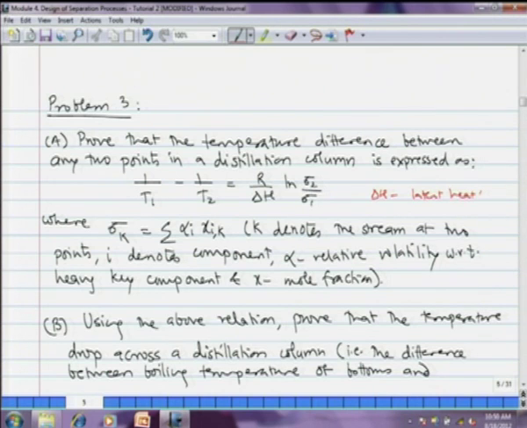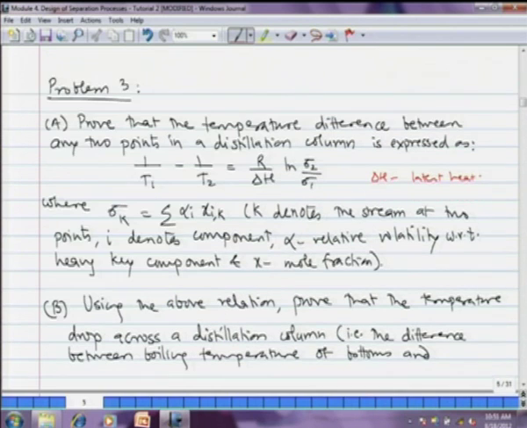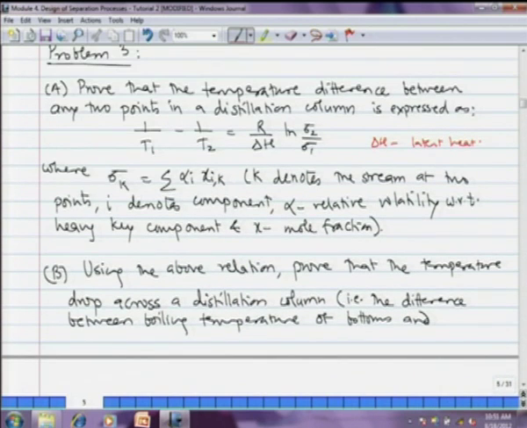and sigma k is a variable defined as summation of alpha i into x i k. K denotes the stream at 2 points, okay. i denotes the component, alpha is relative volatility with respect to heavy key component, and x is a mole fraction. So, k is a section of the column, alpha i is the relative volatility of component i, and x i is the mole fraction of that component. So, this is the first question that we have to answer. We have to derive the expression for temperature difference between any 2 points in distillation column.